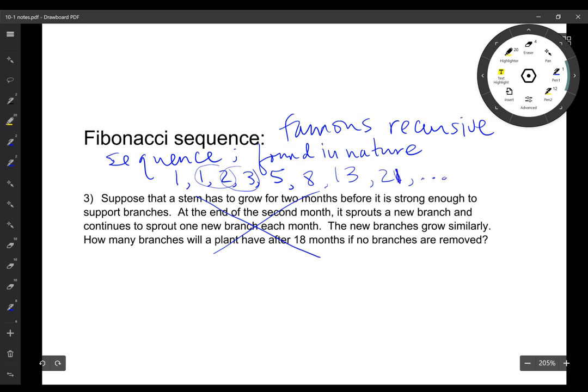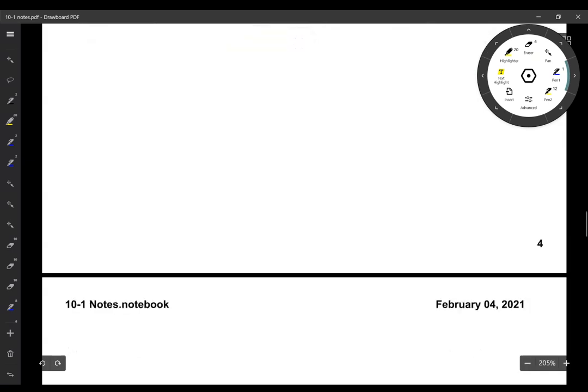And it's one of those cool patterns that just keeps coming up in nature. So the example we had was about branches and the way they were growing, how many were growing at a time and how many there were total. So it is really cool, and I wish we had more time to explore that this year.